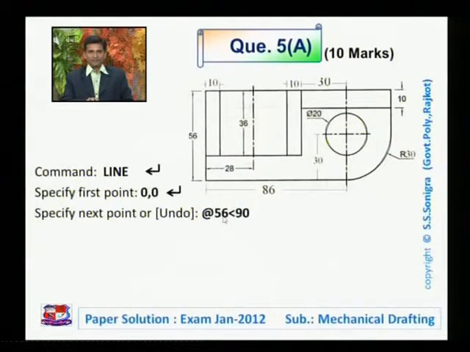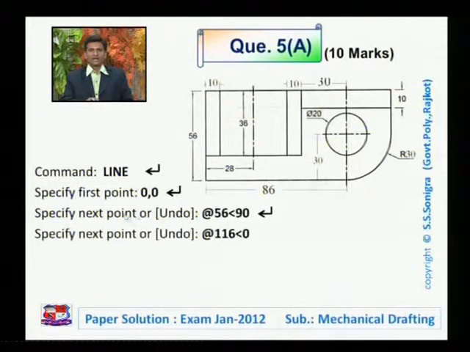So this command will draw a line of length 56 mm which makes an angle of 90 degrees with this line. So from here at a distance of 56, this command will draw this line from here to here. So we have drawn this vertical line, then enter. If we enter over here, it will again ask specify next point or undo.